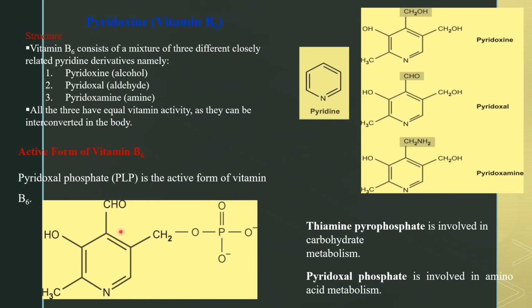So this is the structure of pyridoxal phosphate. There is an attachment of a phosphate group to the alcohol group of the CH2OH of the ring. Thiamine pyrophosphate is involved in carbohydrate metabolism, while pyridoxal phosphate is involved in amino acid metabolism.